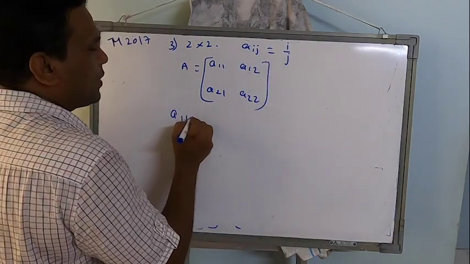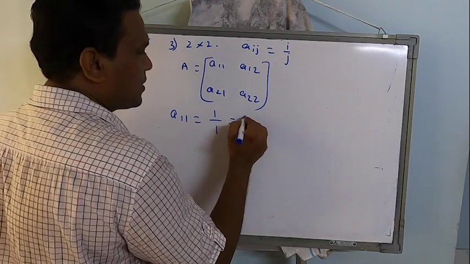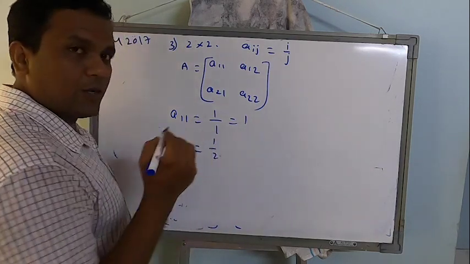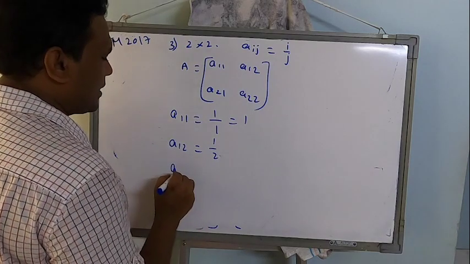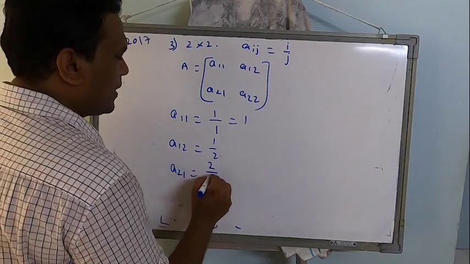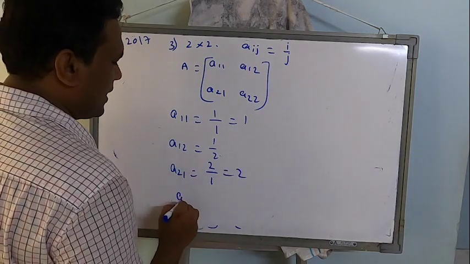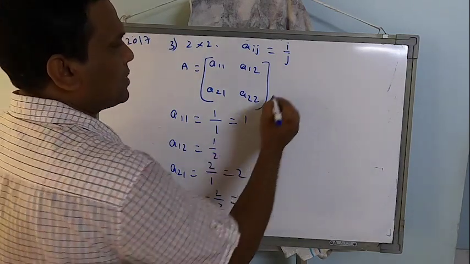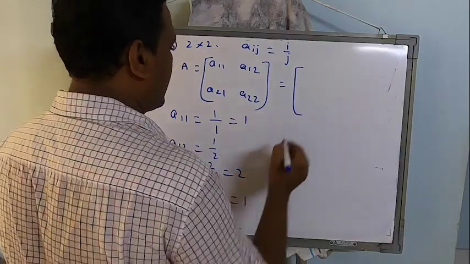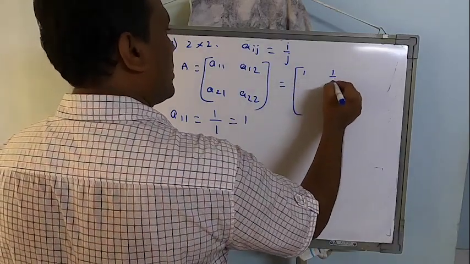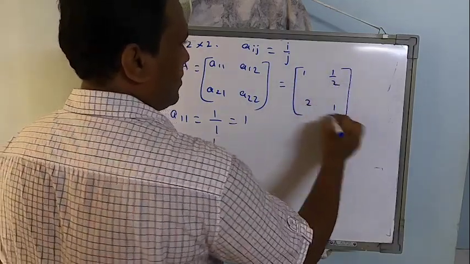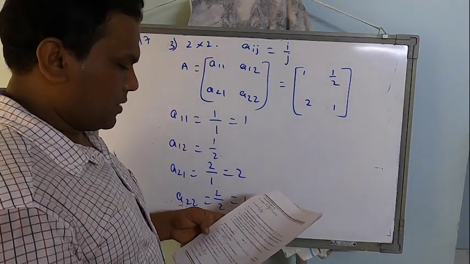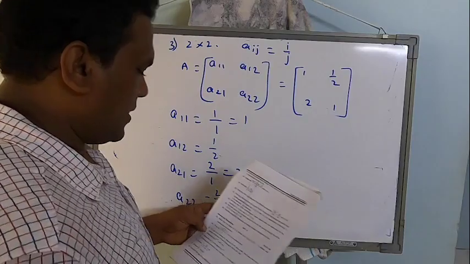So A11, i is 1, j is 1, so 1. A12, 1 by 2, i is 1, j is 2, correct now? The next one, A21, 2 by 1, that's nothing but 2. A22, 2 by 2, nothing but 1. So just substitute in the matrix which you have written here. So it's [1, 1/2; 2, 1]. That's the required matrix.